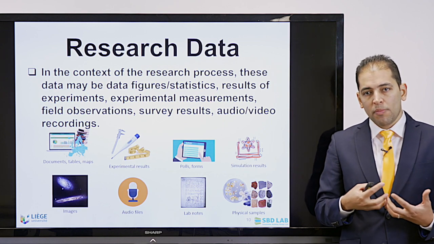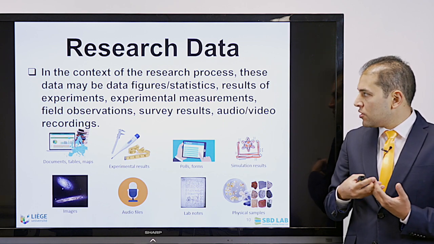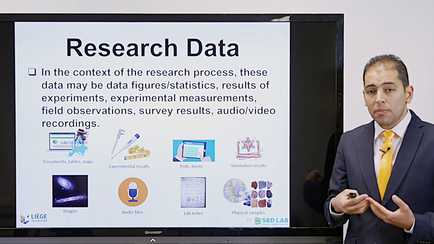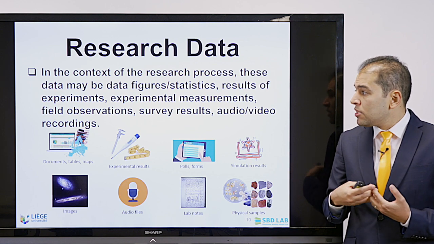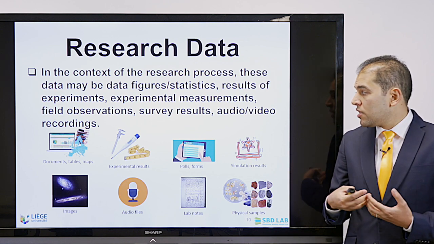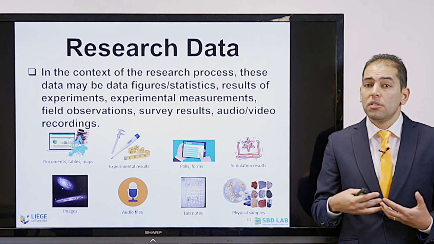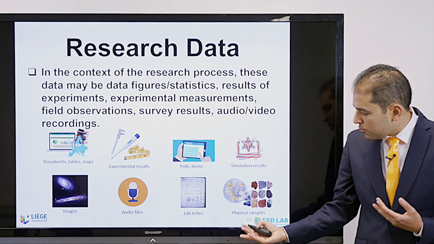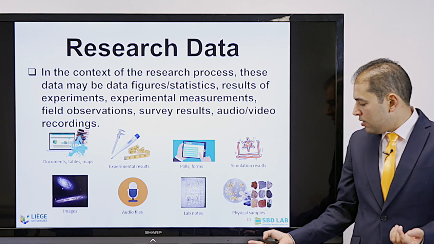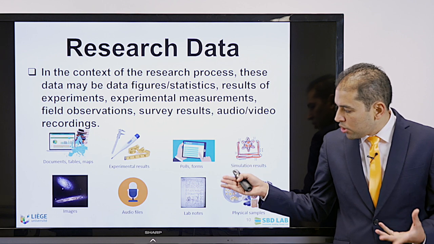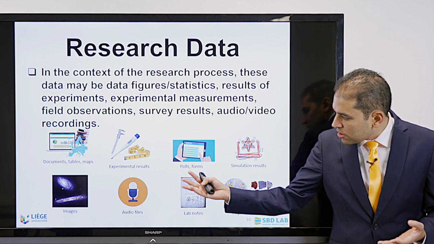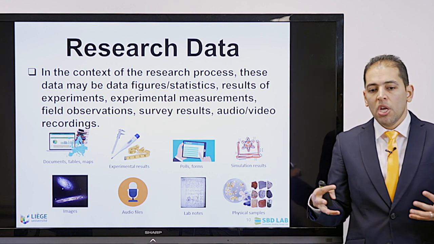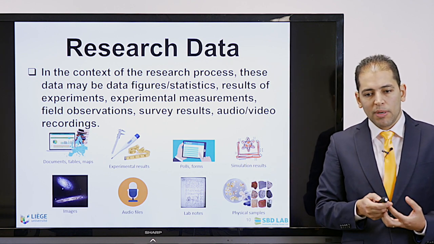What are the different formats of data? In the context of the research process, these data may be figures, statistics, results of experiments, experimental measurements, field observations, survey results, audio or video recordings, interviews, or other mediums. As you can see here, we can also see different representations. It can be lab notes, physical samples, simulation results, polls, forms, audio files, images, experimental research results, tables, maps, documents, and so on. So this is what I mean when I'm talking about data.